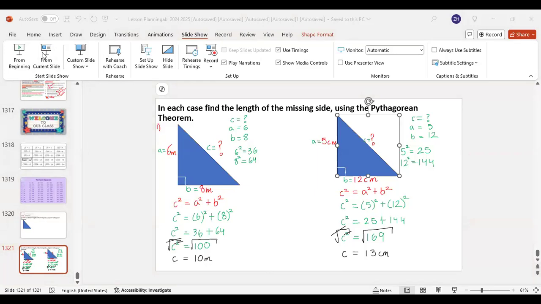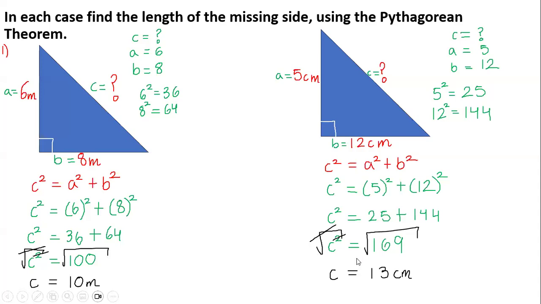All right, so good. So c is equal to 13. The square root of 169 is 13. Why? Because 13 times 13 is 169. I got that before you said. You got it? Excellent.